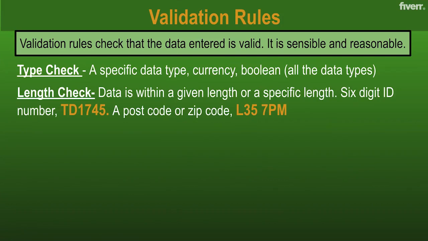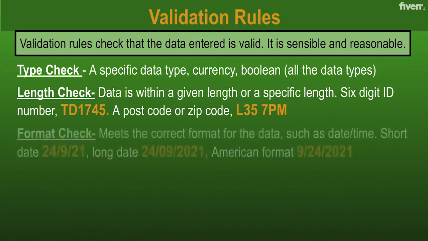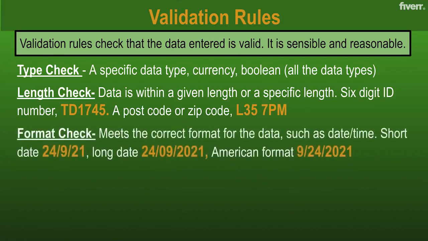Next is a length check. So that would check that the data is meeting a set number of characters. So if it has to be a 4-letter code, a length check will ensure that. A format check will make sure that it is meeting the correct formatting requirements. So for example, if you had a date and time, we have a difference between an American format and a British format, or using a long date and a short date. So notice, there's no 0 here and it's just 21 instead of being like 09 and 2021. So put it into the correct format that you choose.